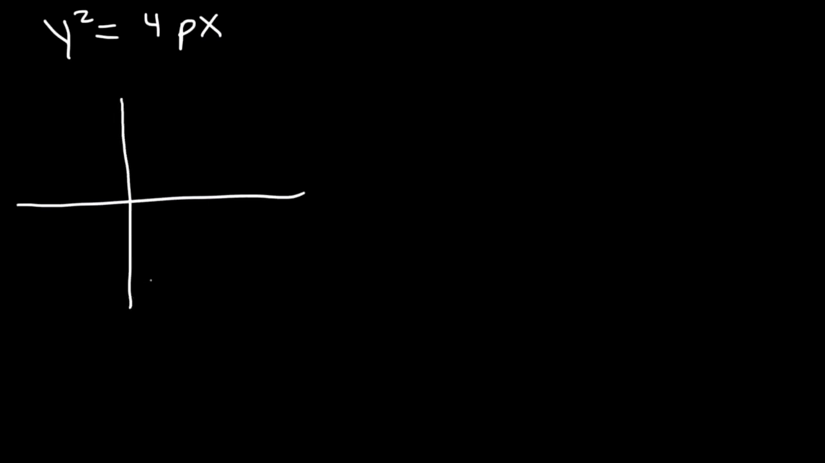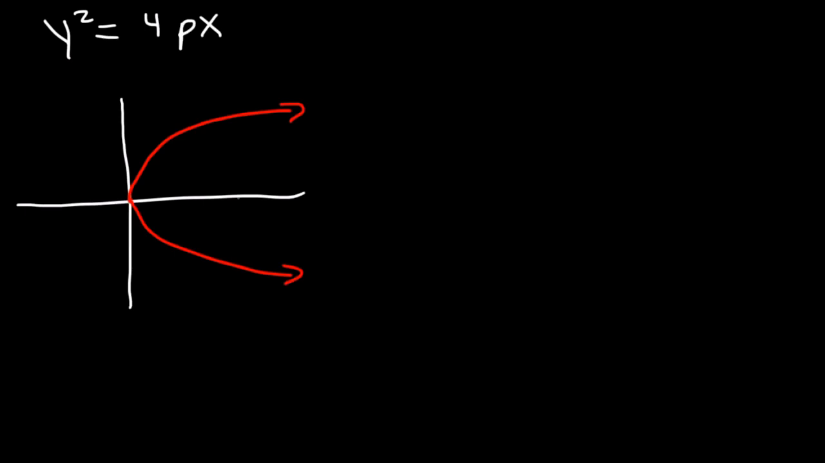Now let's briefly review parabolas. So let's say we have the equation y squared is equal to 4px. If p is positive, this graph is going to open towards the right. And it's currently centered at the origin. And it's going to look like this.